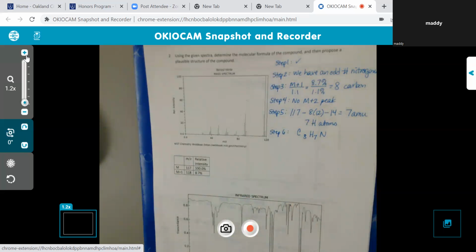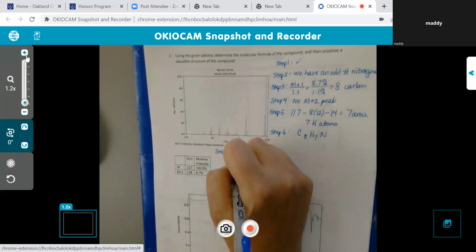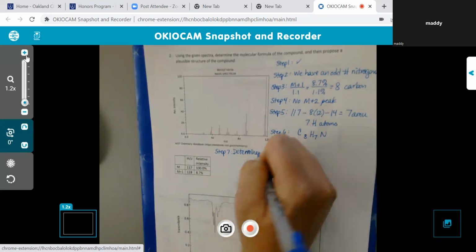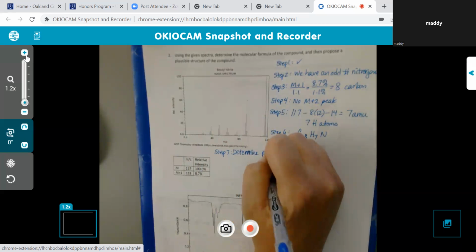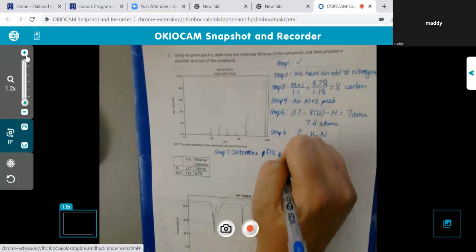So when we were determining plausible structures in class, the next thing we did, and this will be our step 7 for a problem like this where we're trying to determine not just the molecular formula, but also plausible structures, we want to know how many degrees of unsaturation there are, or double bond equivalents. Okay, so I'm introducing a step 7 here because this is a larger type of problem where we determine plausible structures.